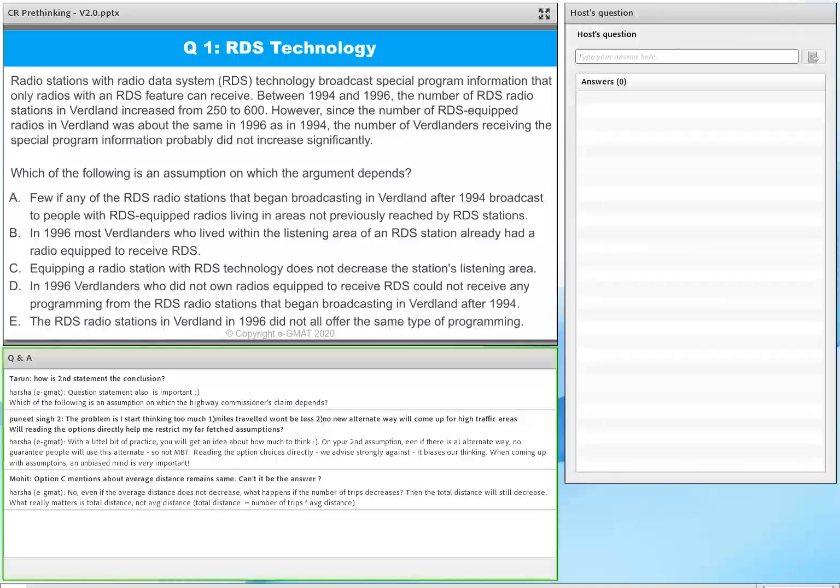Okay, what did you learn from this question? Is it a difficult question? What did you learn from this?